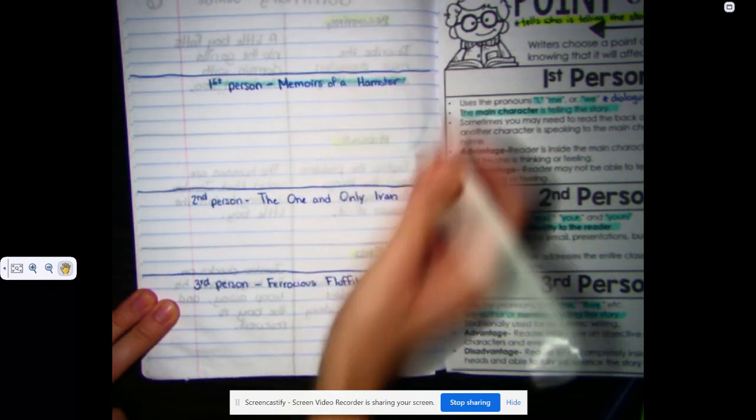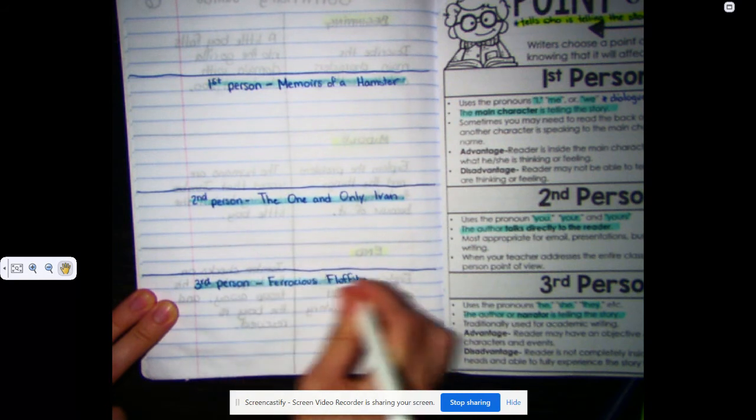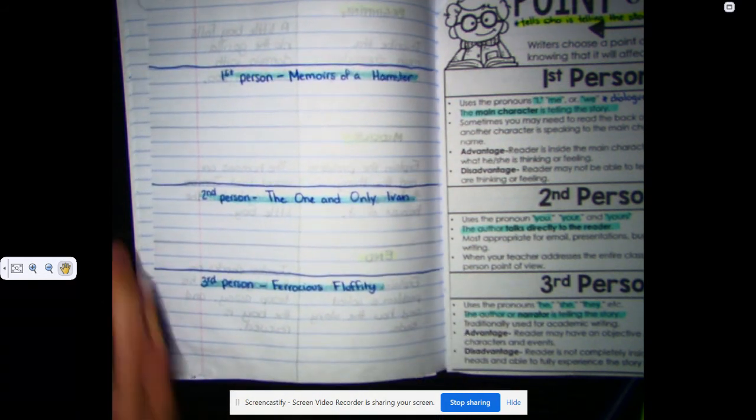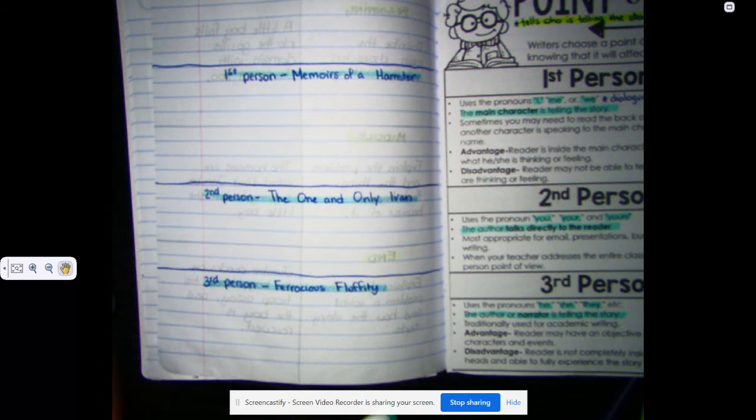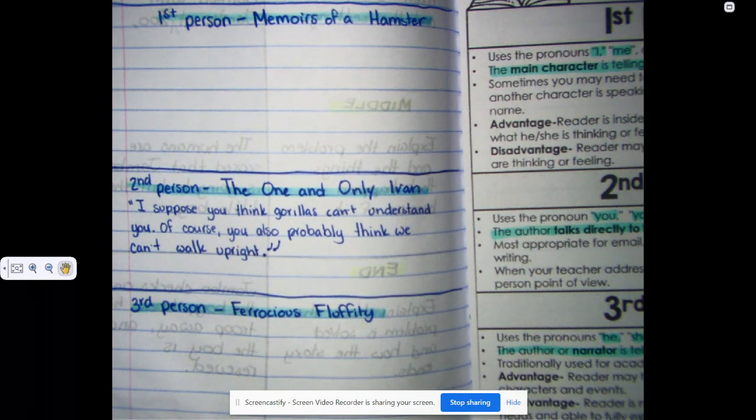We can already fill out some things for The One and Only Ivan that we've read that make it second person. At the very beginning, when Ivan introduces himself to us, he's already speaking directly to the reader. We already have evidence that it's second person. Okay, he says, "I suppose you think gorillas can't understand you. Of course, you also probably think we can't walk upright." So we're going to go ahead and fill in that detail here. Go ahead and take a minute to fill in that detail.